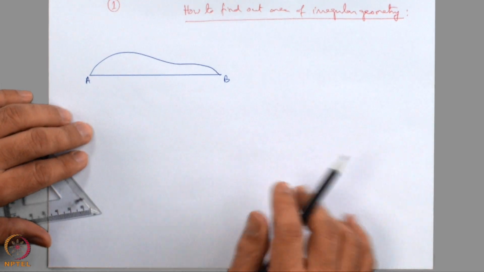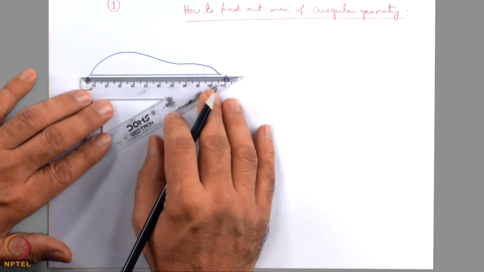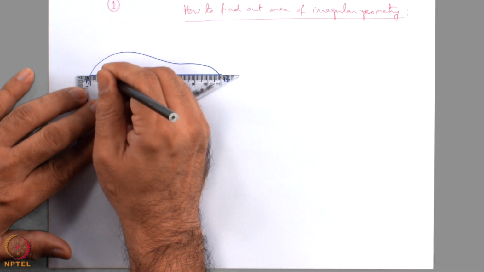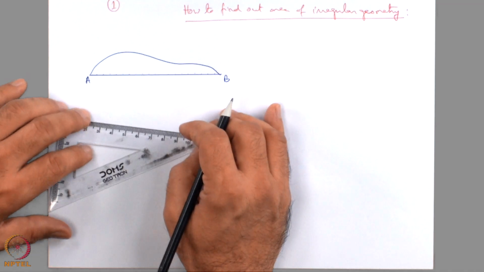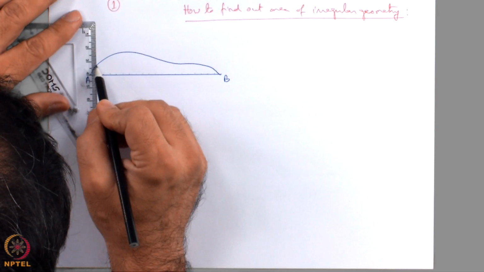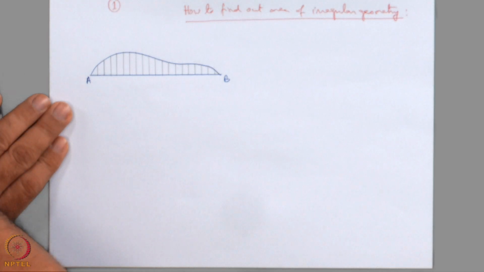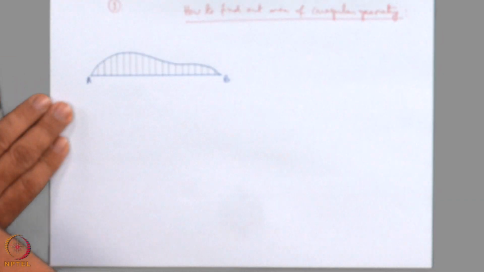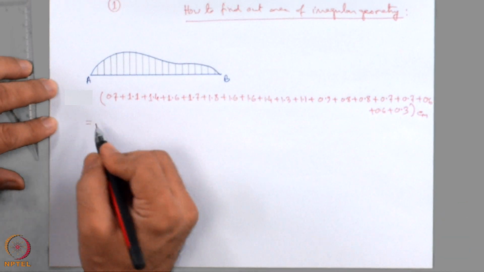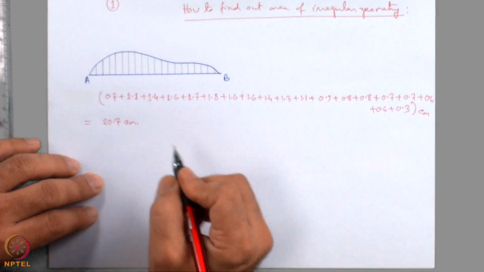Here I will demonstrate how to find out the area of this irregular geometry. Along the line AB, which is a straight line, I choose points at 0.5 centimeter interval. Next, I will draw normals at each of these points, normals on the AB line. Next, I will find out the length of each of these vertical lines. And this is equal to 20.7 centimeter.